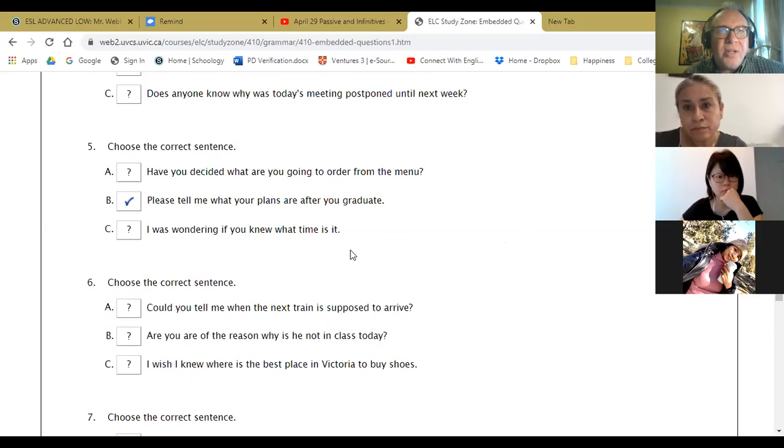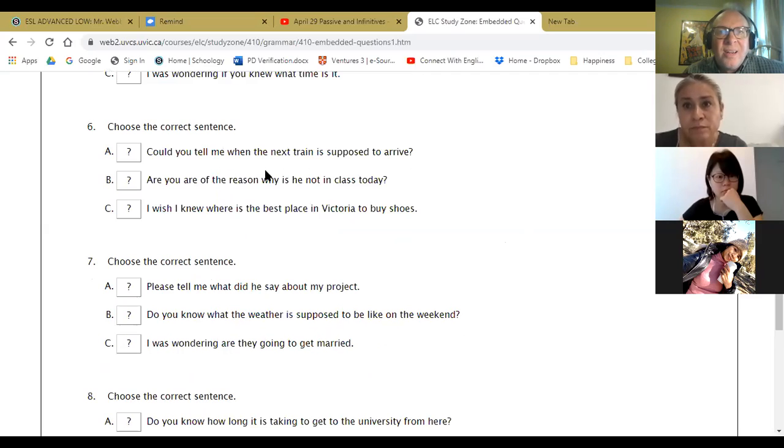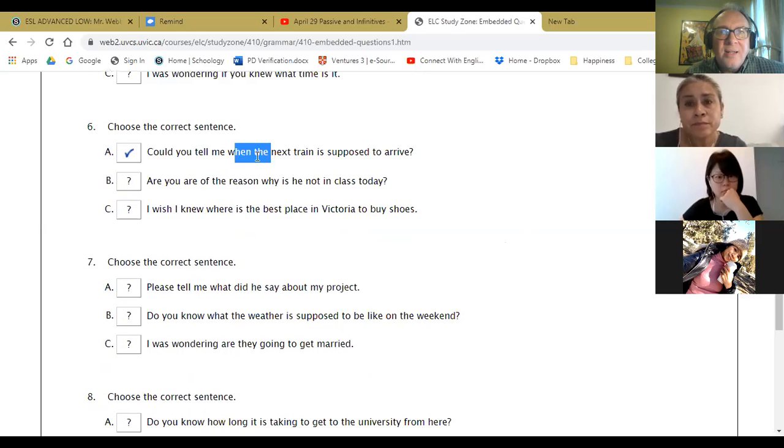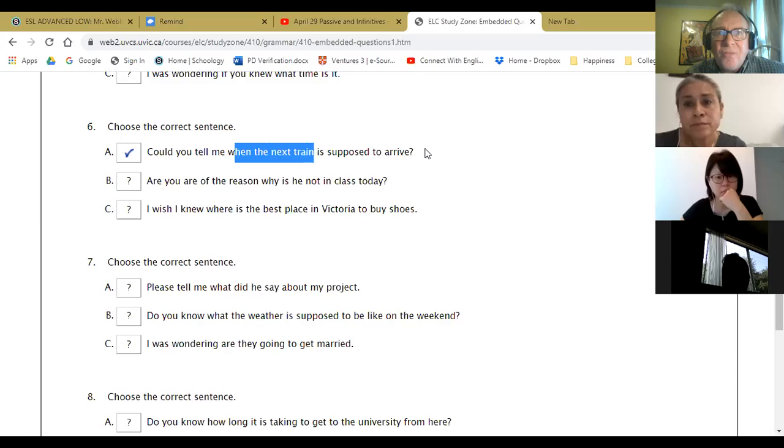Okay, let's look at number six. Letter A, right. Again, we have our connector, subject, verb. Connector, subject, verb. Okay.